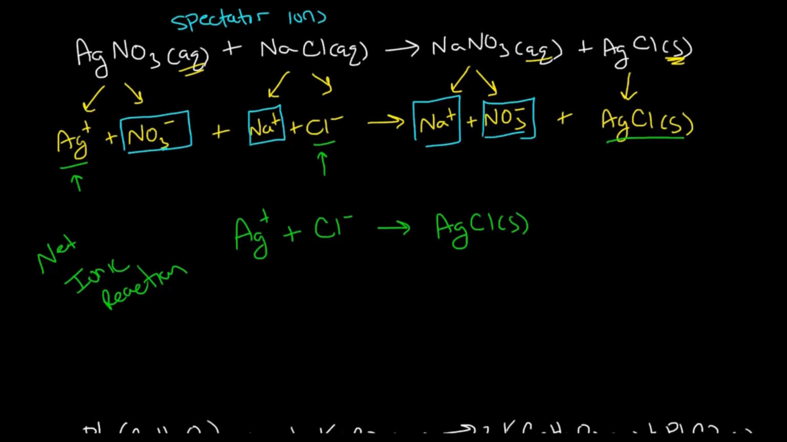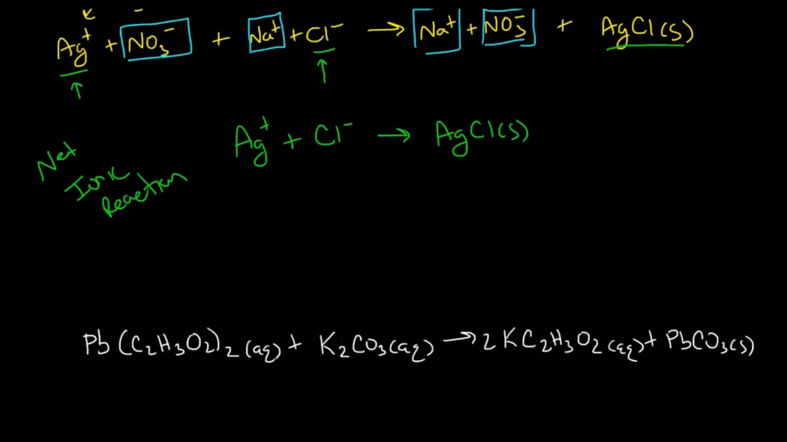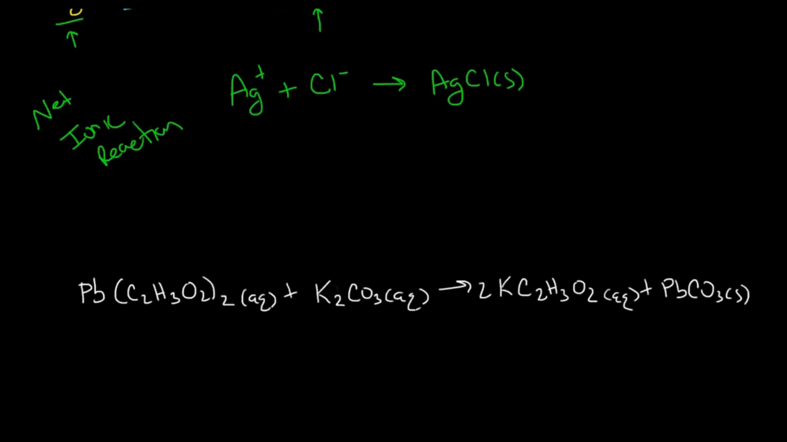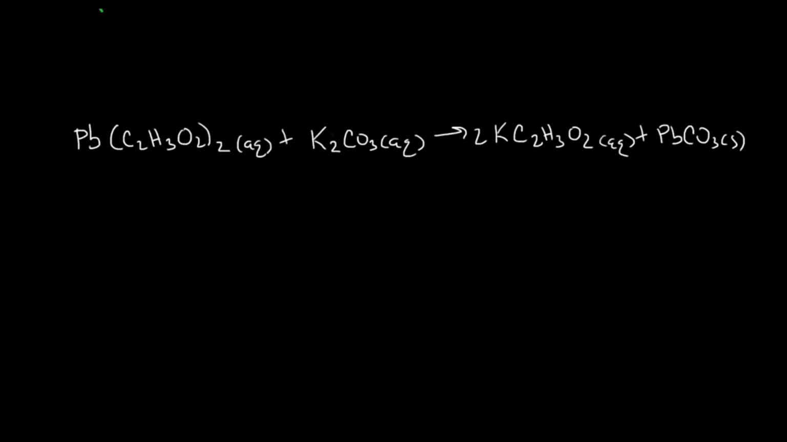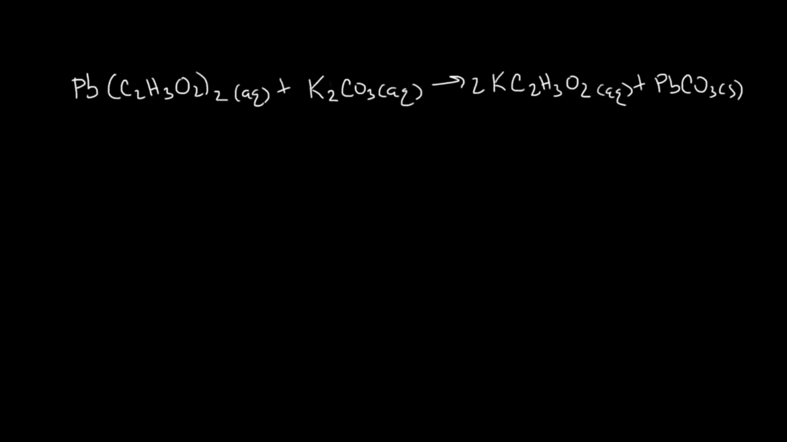Let's apply this idea to our other example we saw in the previous video between lead acetate and potassium carbonate. So we'll go ahead and scroll this a little bit further up. Our goal here is to identify spectator ions and then write out our net ionic equation. Okay, so let's start off by identifying our aqueous ionic compounds, and we'll break them apart into the individual ionic components that are present in water.